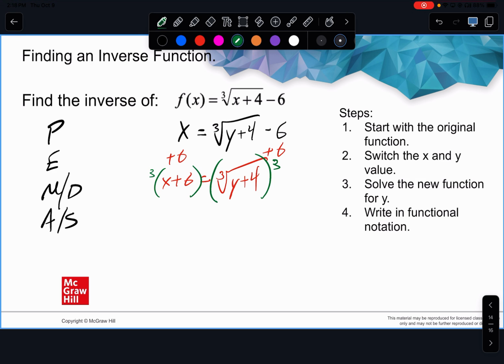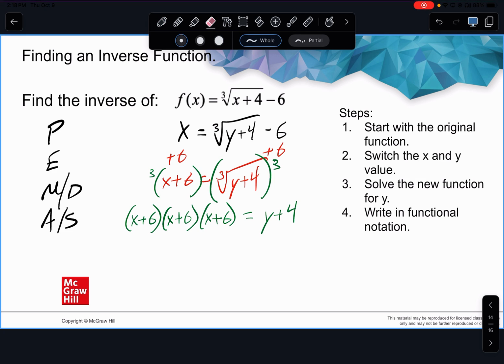I see what you're saying though, because you see the addition. You want to undo that one first. Yeah. Yep. Okay. So what we end up with is x plus 6 to the 3rd. But what that really is, x plus 6 times x plus 6 times x plus 6 equals y plus 4. Well, we get rid of the 4 now, right? Now we can get rid of the 4.